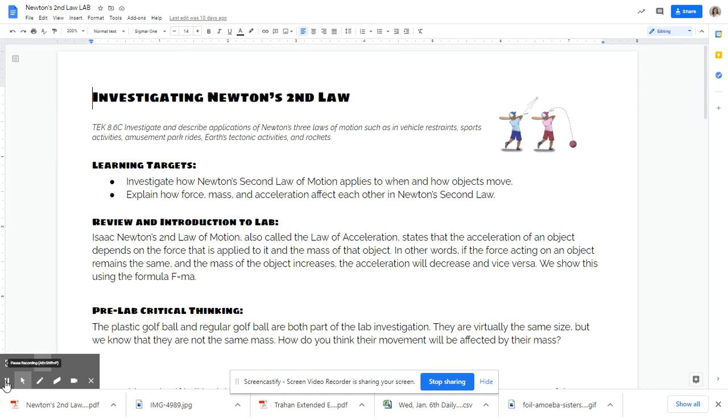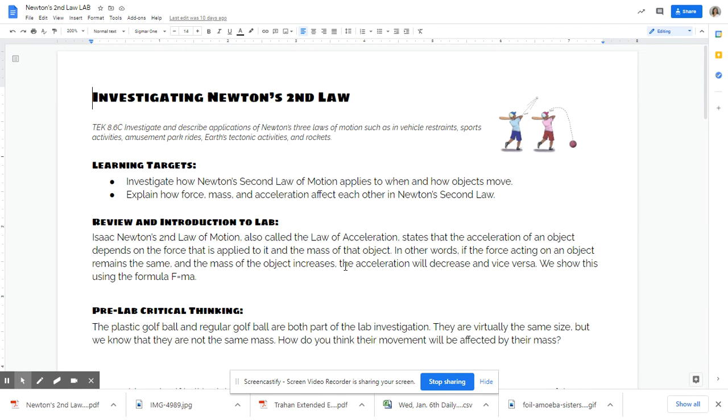Okay. So, you're going to see on here that what you're doing with the lab is investigating Newton's second law of motion. Keep in mind, Newton's second law has a connection between force, mass, and acceleration. So I want you to be thinking about how forces are impacted by the mass of an object, how acceleration is impacted by the mass of an object. I also want you to think about how acceleration is affected by the amount of force that you use.